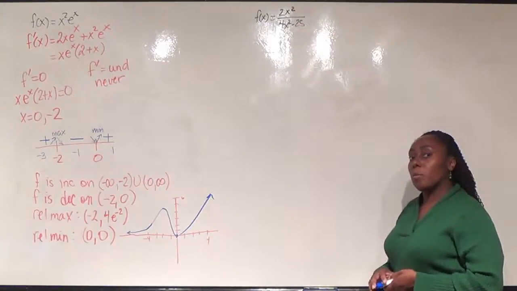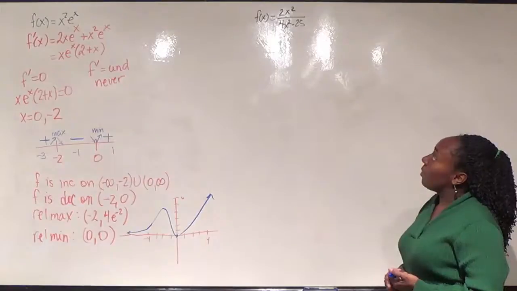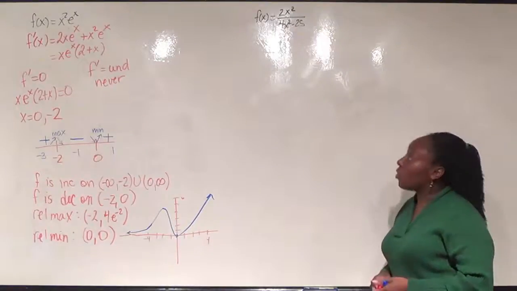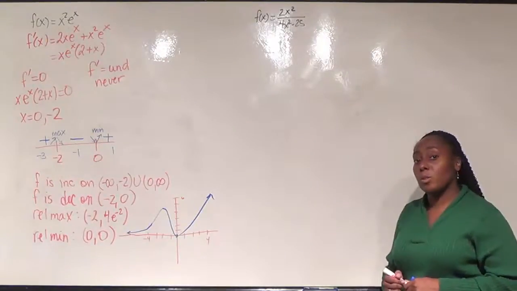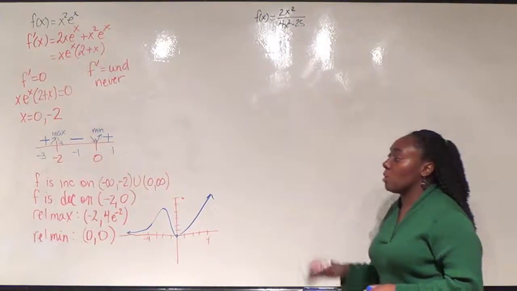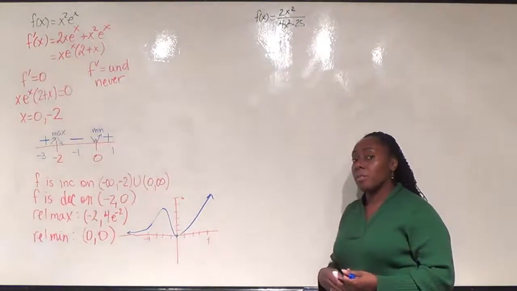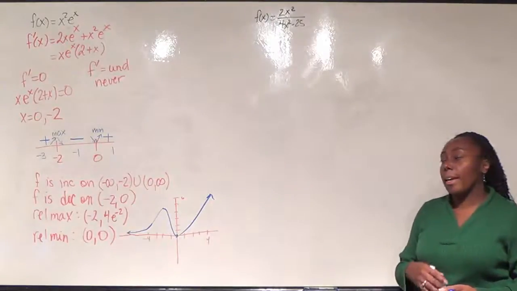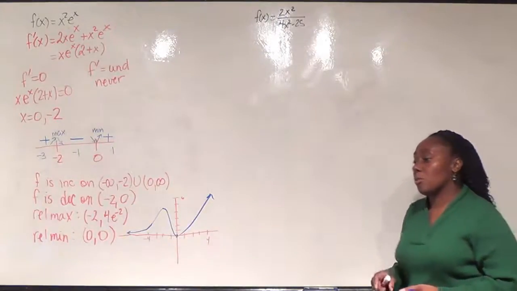Let's take a look at one more function. So let's look at f of x equaling 2x squared over 4x squared minus 25. We want to do the same thing. We want to look at where it's increasing and decreasing and find the extreme values so that we can get the graph.